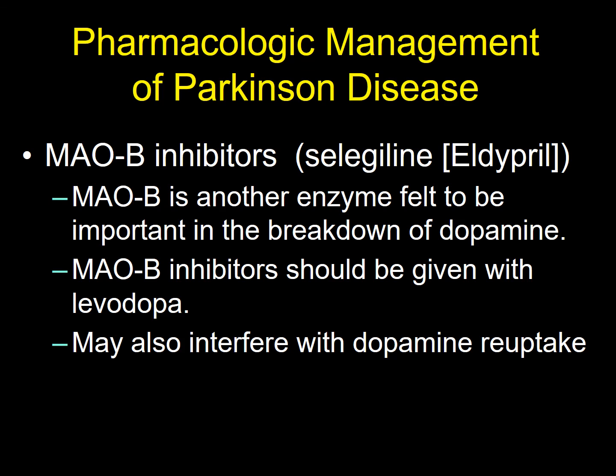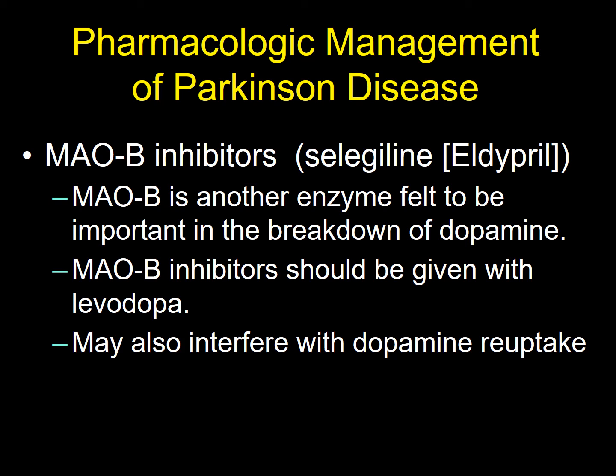Now, a slightly different take on this dopamine breakdown theme is the MAO-B inhibitors. MAO-B is monoamine oxidase, and B is one form of it. There's also MAO-A. But MAO-B is another enzyme that breaks down dopamine. So we do have another class of drug, the MAO-B inhibitors, that help block the breakdown of dopamine by this mechanism and increase the amount of dopamine that's at the synapse.